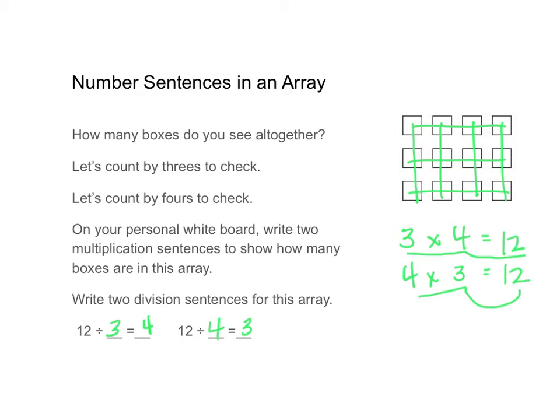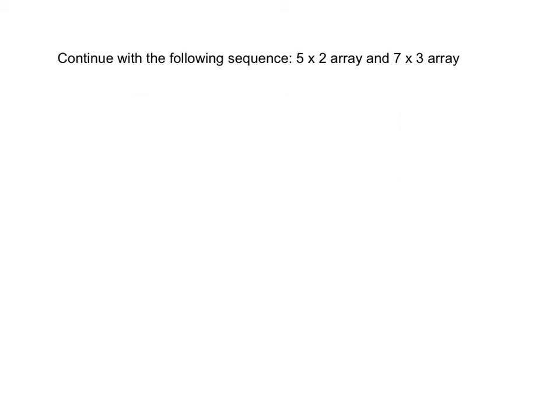So there you have your 4 sentences that match this. So 3 times 4 equals 12, 4 times 3 equals 12, and then 12 divided by 3 equals 4, 12 divided by 4 equals 3. So you have a little family there.